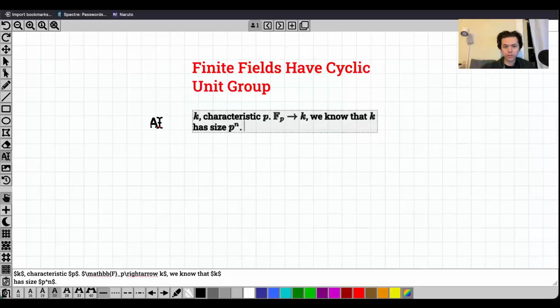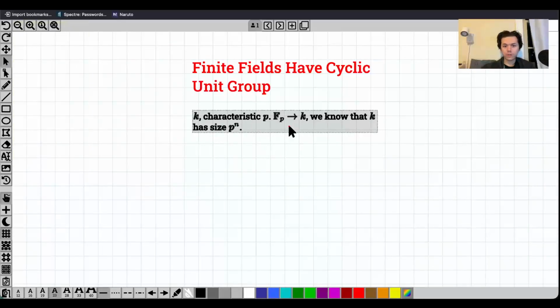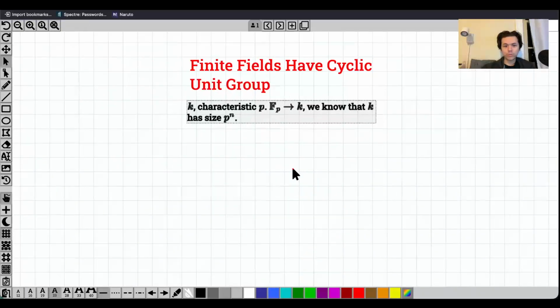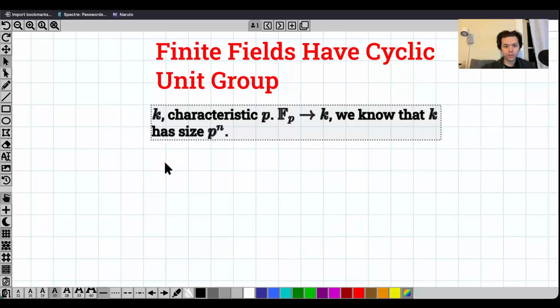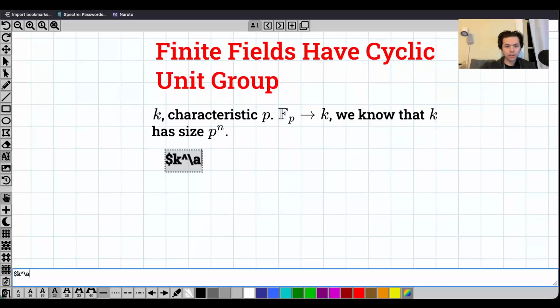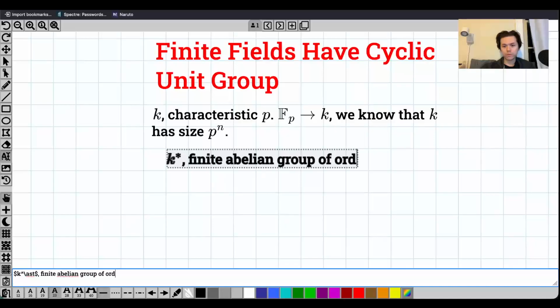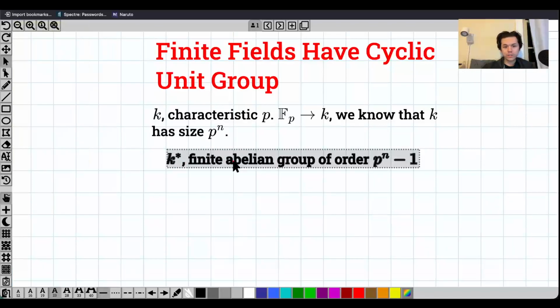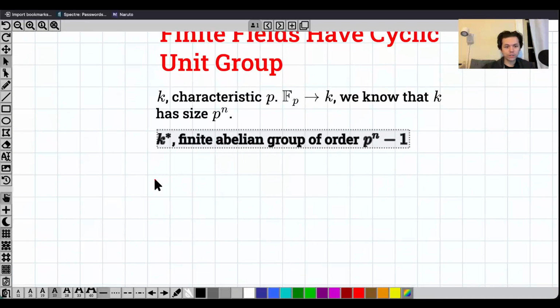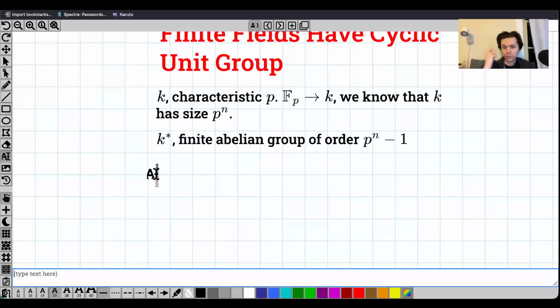How are we going to show that the group of units, specifically K star, which we already know is a finite abelian group of order p to the n minus 1, is cyclic? Well, let's just get started, and you could just sort of whittle away at it.